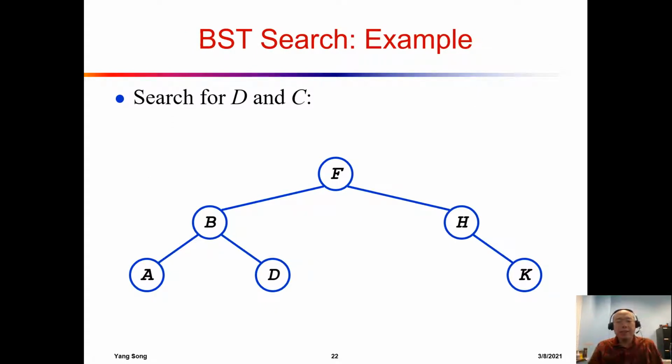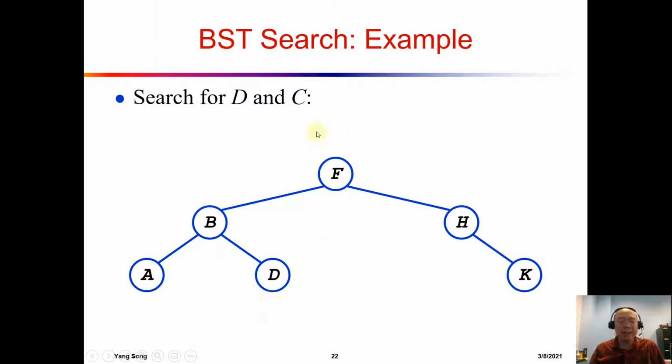Let's see this example. If we are looking for the key D, we start from the root, and we know that D is smaller than F, so we search the left subtree. We visit the root of the left subtree, which is B, and D is greater than B, so we search the right subtree, and ta-da, indeed we find the key D, right?